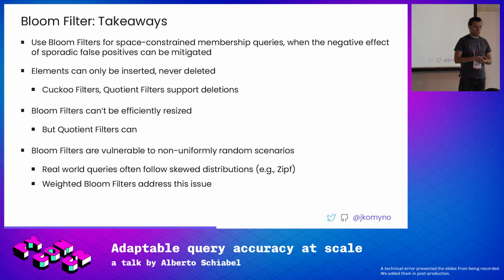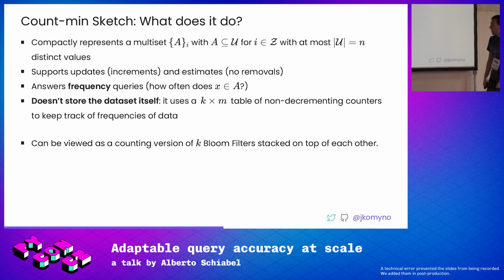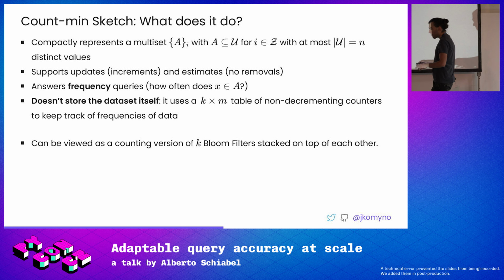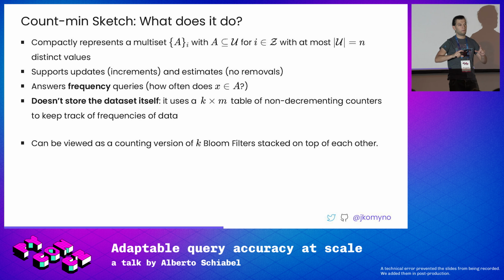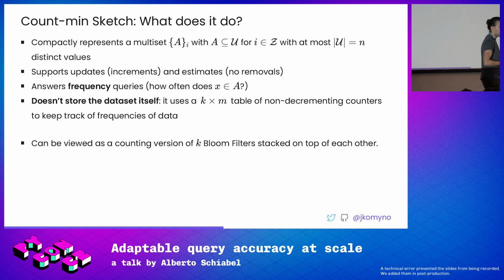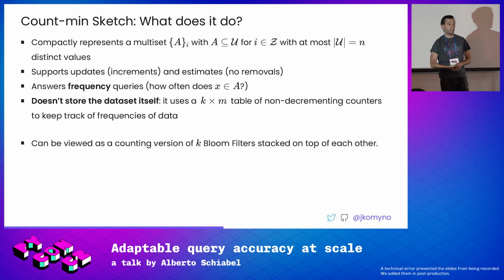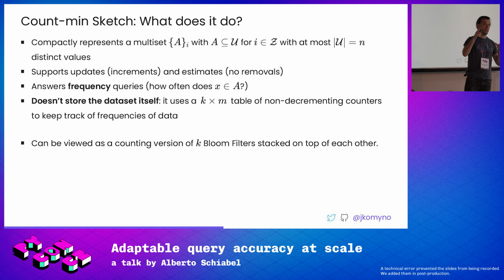On non-uniform cases, sometimes they don't work that well, and you still get alternatives for them, like weighted Bloom filters. Quickly, count-min sketches: they are pretty much Bloom filters, all stacked on top of each other, and they answer frequency queries, like how often does this element appear in this multiset?